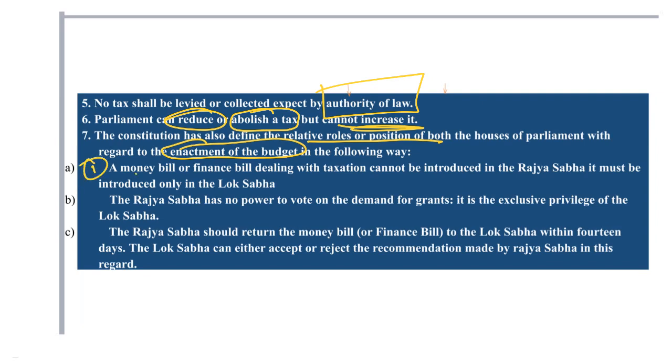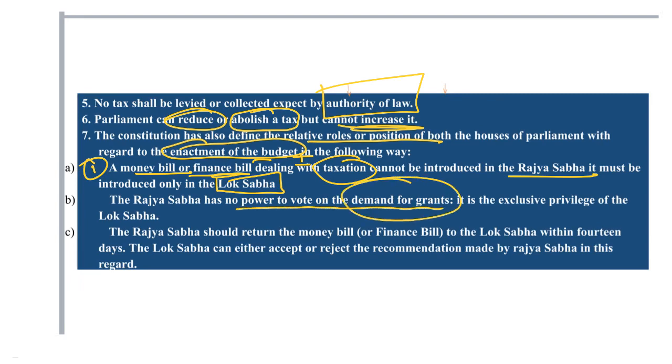One is that the money bill or the finance bill dealing with taxation cannot be introduced in the Rajya Sabha. It must be introduced in the Lok Sabha. So here they are referring to the financial bill 1, right? The second is that Rajya Sabha has no power to vote on demands for grants. It is an exclusive privilege of the Lok Sabha. And the third one is that Rajya Sabha should return the money bill or the financial bill 1 to the Lok Sabha within 14 days. Otherwise, as we have seen, the Lok Sabha can either accept or reject the recommendations made by the Rajya Sabha in this regard, and there will not be any kind of joint sitting.